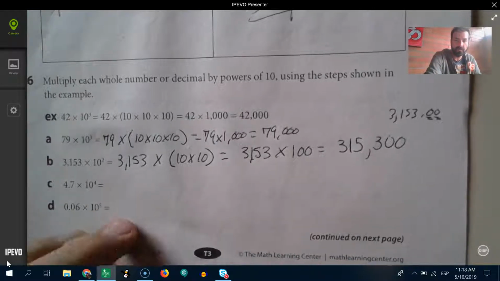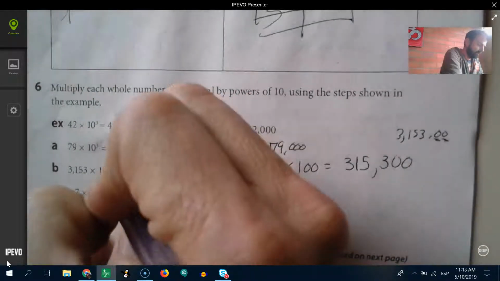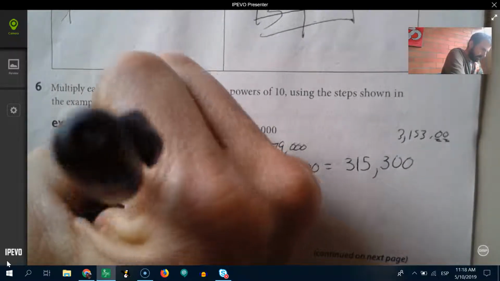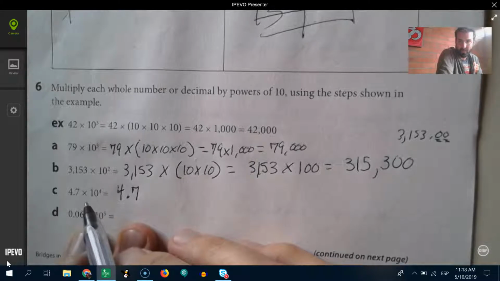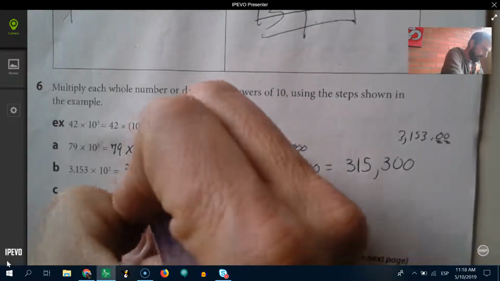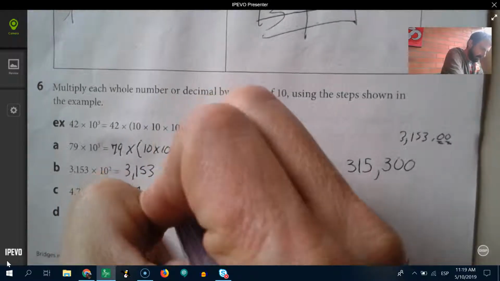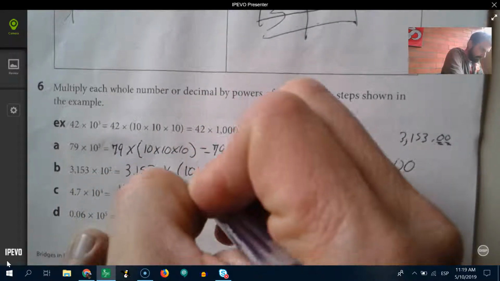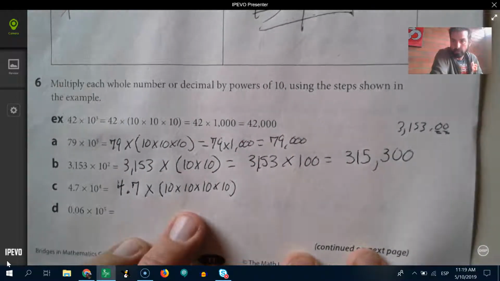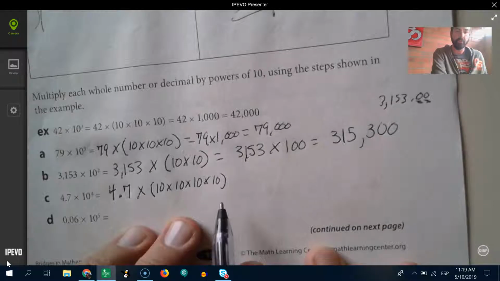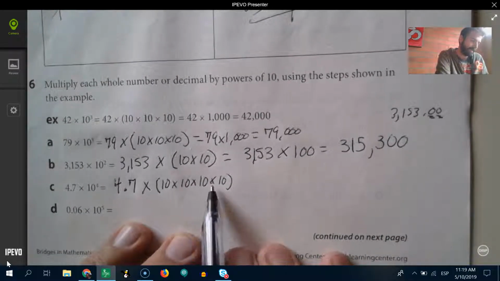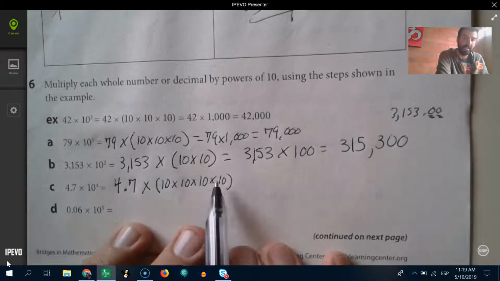Alright, so decimal land. 4 and 7/10 times 10 to the 4th power. So I have 10 to the 3rd, 10 to the 2nd, 10 to the 4th. I'm going to be multiplying 10 4 times. Got my 4 tens there. That shows my understanding of exponents. Multiplying by 10. 10 times 10 is 100. 10 times 100 is 1,000. 1,000 times 10 is 10,000.